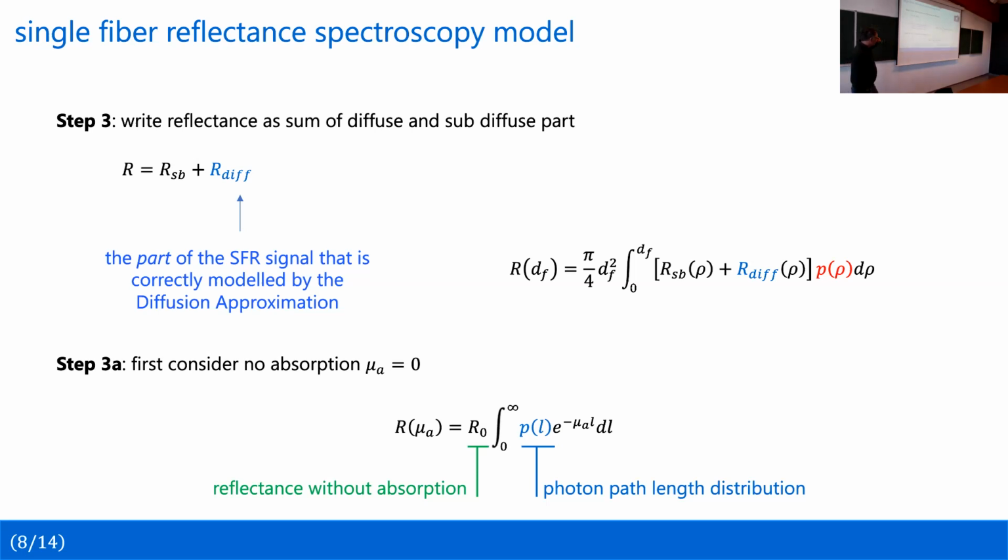We can specify how we will treat absorption, again using Beer's law. What we assume is that the photons that we detect will have certain path distributions, so distributions of path lengths. And if there is absorption, then the Lambert-Beer law applies along each of these lengths. The total reflectance is then the sum over all the possible path lengths, so we integrate it.